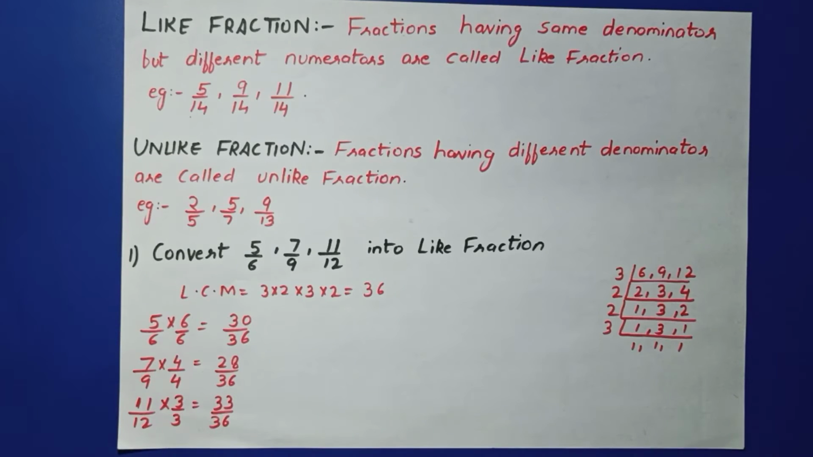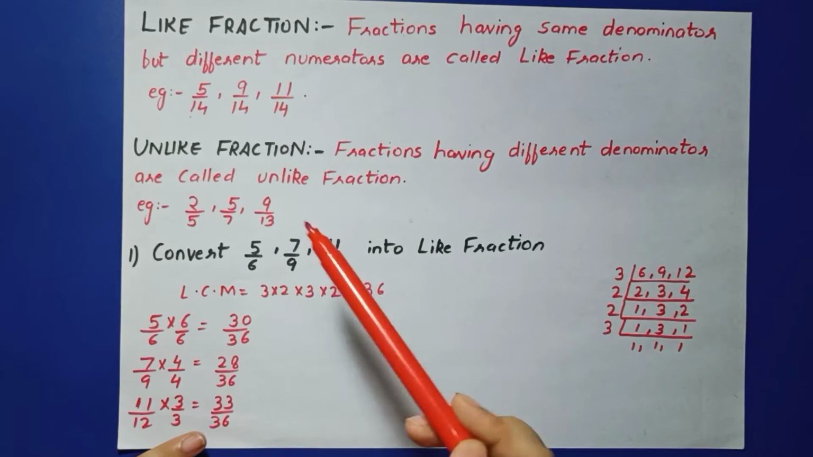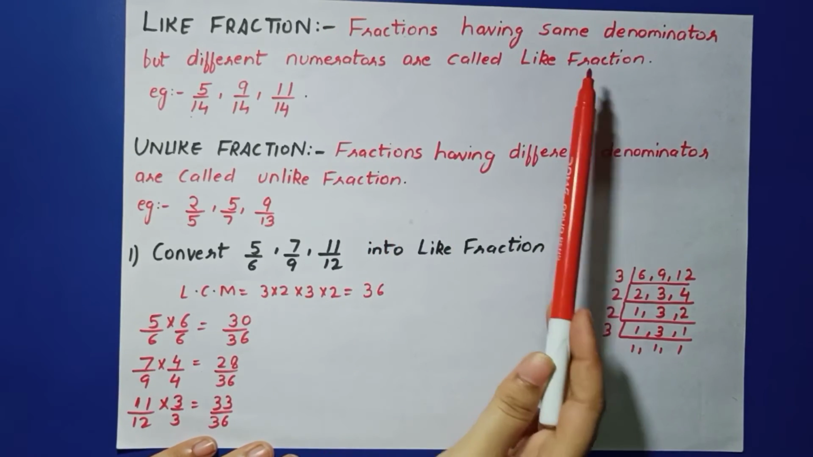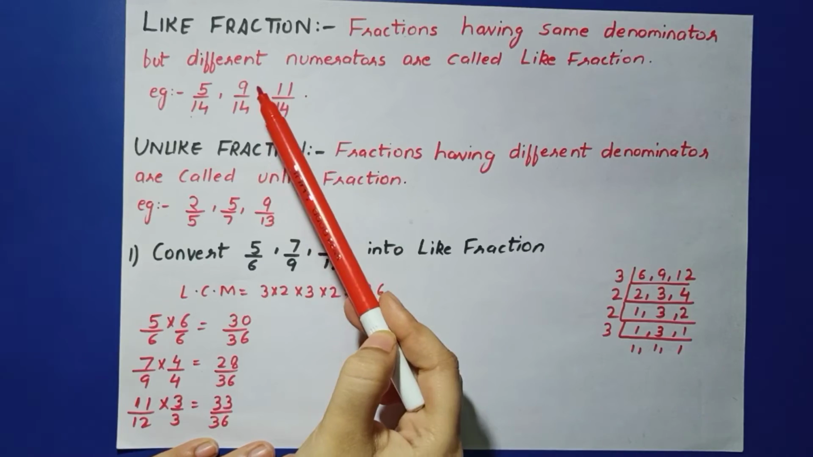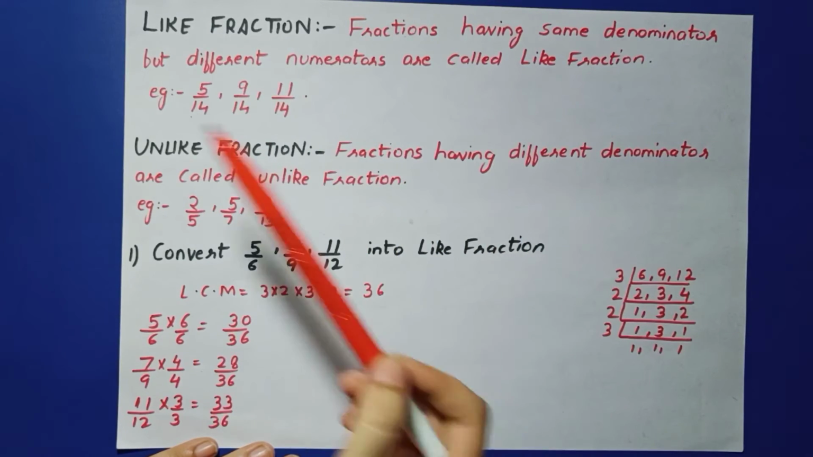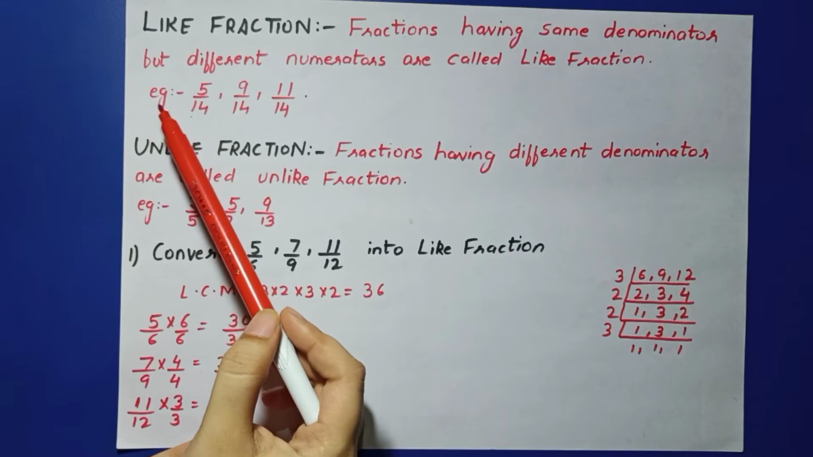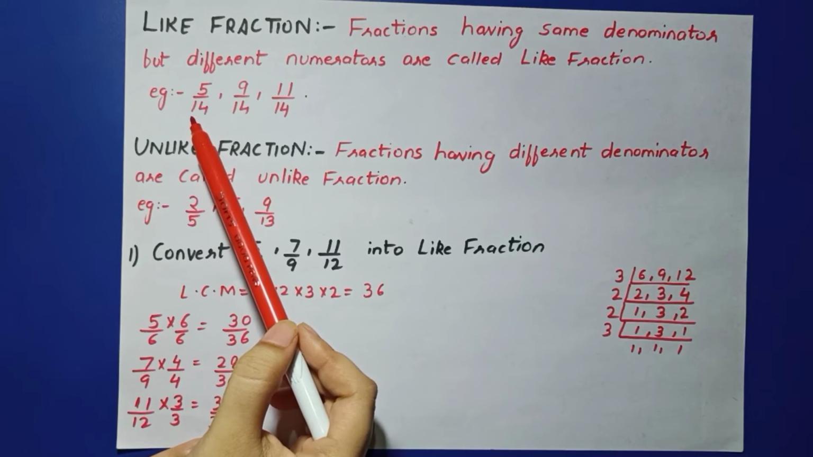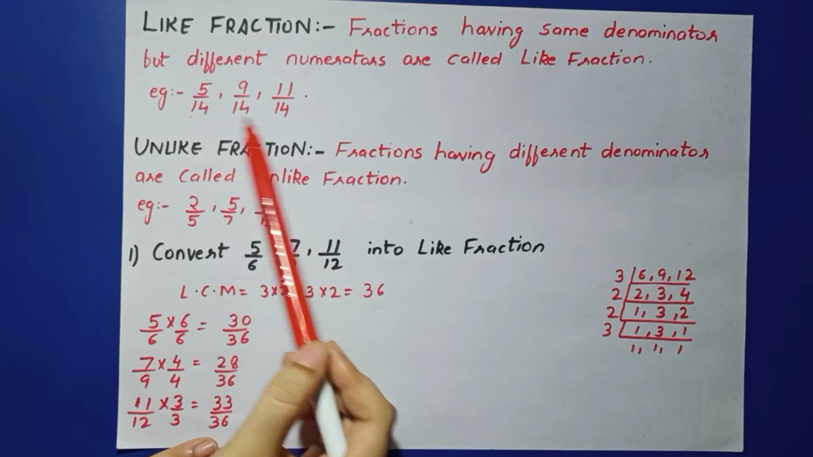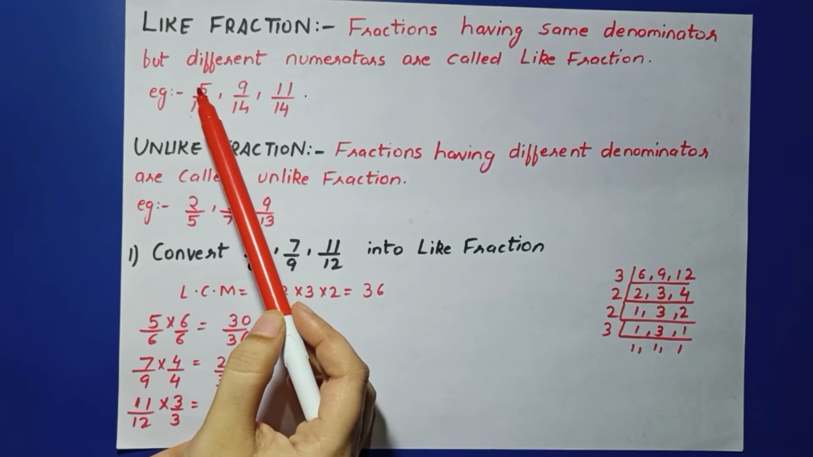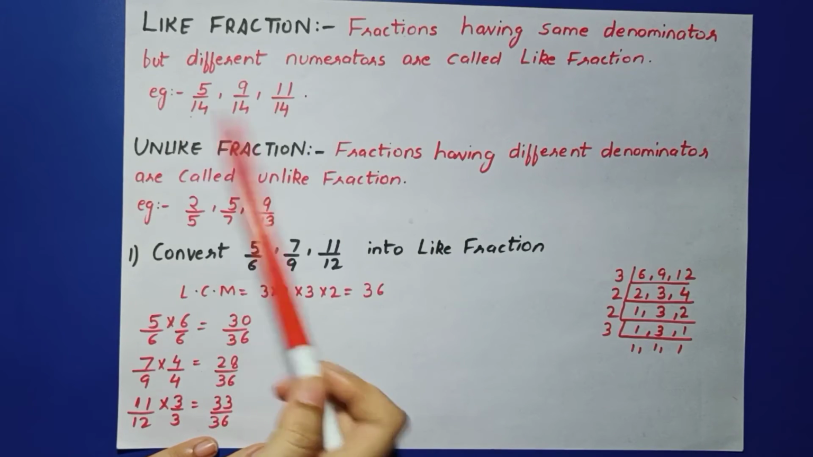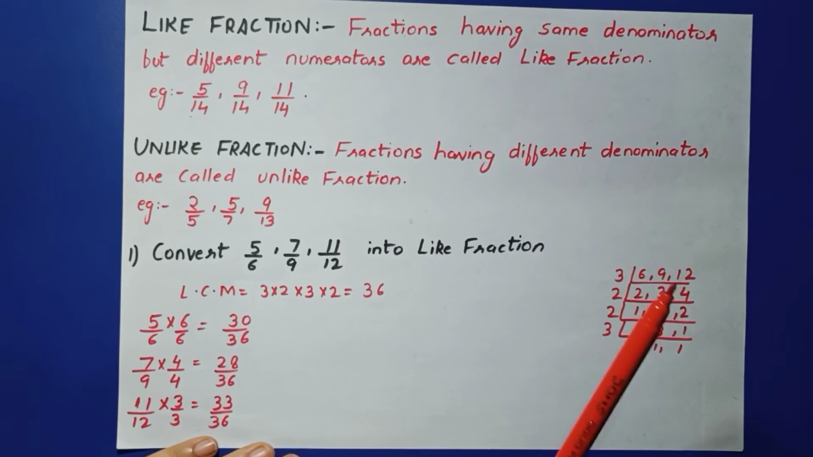So now the next types of fractions are like fractions and unlike fractions. So what are like fractions? Fractions having the same denominator but different numerators are called like fractions. Like means same. So same denominator means the lower number, the denominator, 14, 14, 14. In all three cases the denominators are same but numerators are different, 5, 9, 11. So such types of fractions are called like fractions.